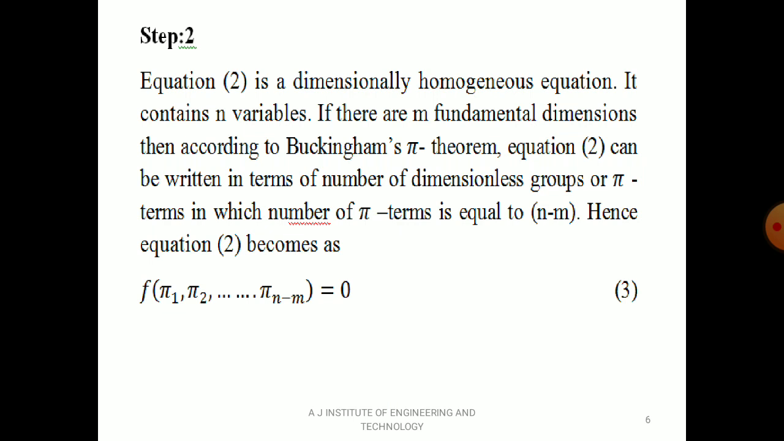So we can get n minus m pi terms from the number of variables as well as the number of fundamental dimensions. So equation 2, that is f1 of x1, x2 up to xn equal to 0, can now be rewritten as f of pi 1, pi 2 up to pi n minus m equal to 0. Take it as expression 3.